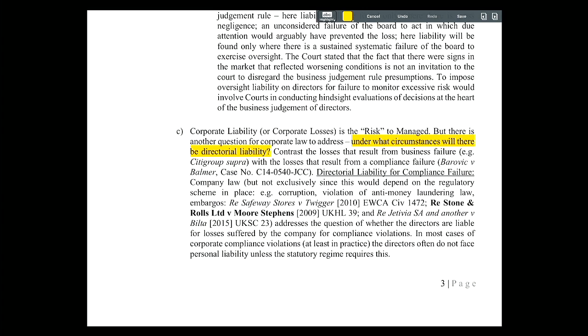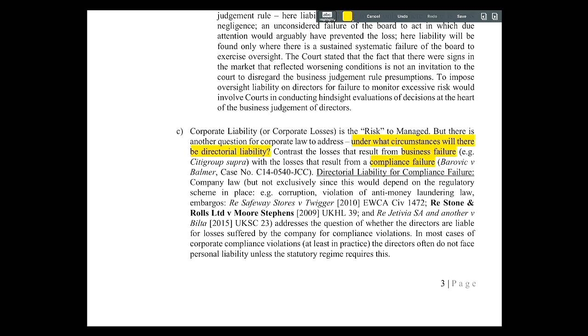So essentially what I'm doing here is making a distinction between business failure and compliance failure. Business failure is when you get things wrong. Compliance failure is different. You've basically not complied with the law, right? And ultimately, the answer would depend on the regulatory regime for compliance, right?